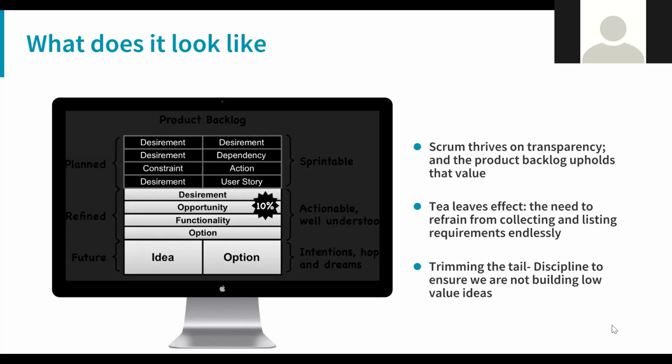And then also the other thing to note is something that was described by a guy called Alistair Cockburn on trimming the tail. And this also goes back to just ensuring that the backlog is as simple and clear as possible, and that we're not building low value ideas, that we're ensuring that the gains are considerable and are relevant at every point in time.